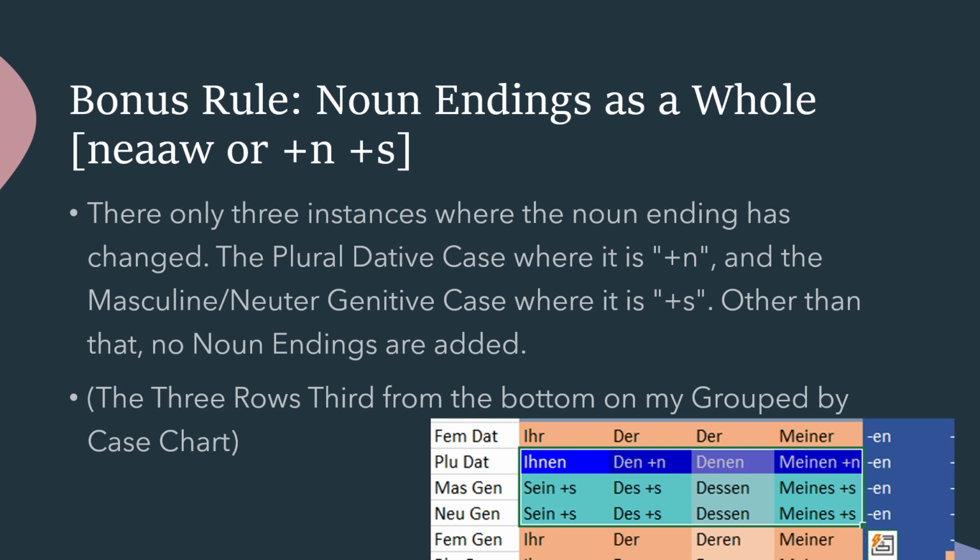Moving on, we have the bonus rule. Noun endings as a whole, you may have noticed this, but there are only 3 instances where we have any noun endings. It is in the masculine genitive, the neuter genitive, and the plural dative. Those are the only instances where there's going to be any changes to nouns. So we have den plus n, des plus s, and meinen plus n, eines plus s, meines plus s, seines plus s, seines plus s.